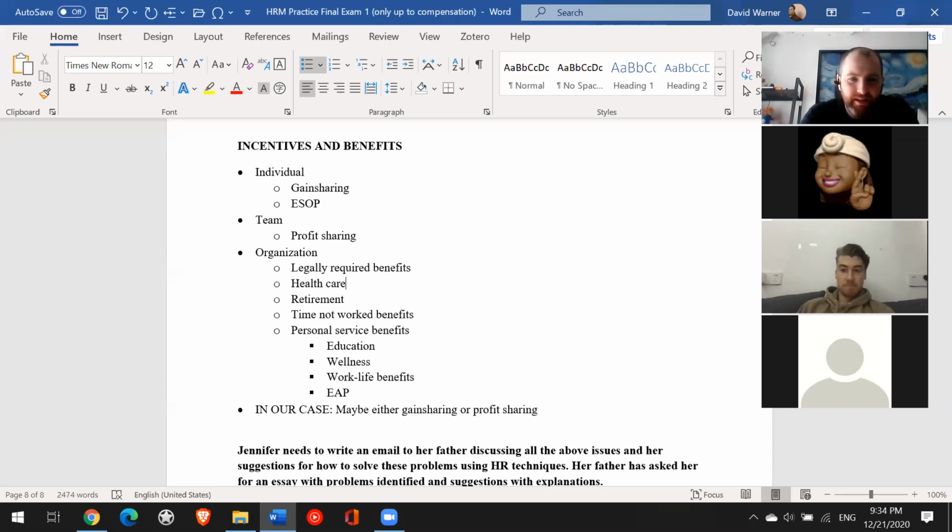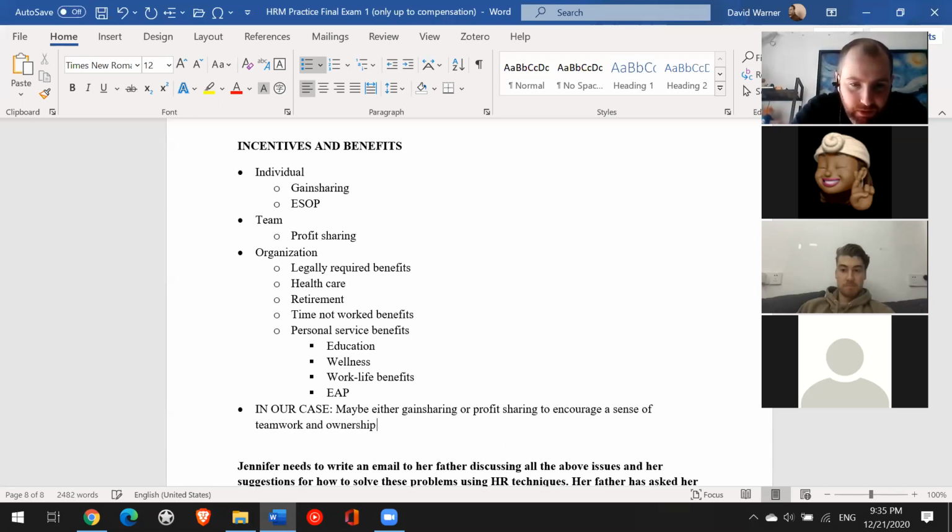Maybe time not worked. Retirement, you're probably not going to have employees work there until retirement age. Okay. Maybe a little bit of healthcare benefits, especially if you're going to go after younger or more at risk university graduates. So it would definitely be an incentive to an employee to know that their job can give them some health coverage, dental maybe, a little bit above what they're getting, which would probably be nothing.